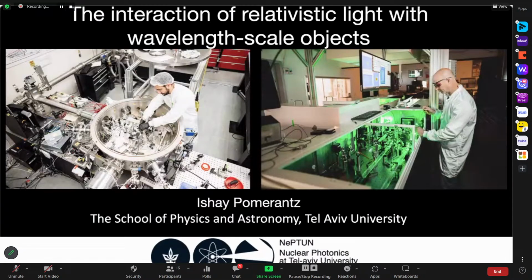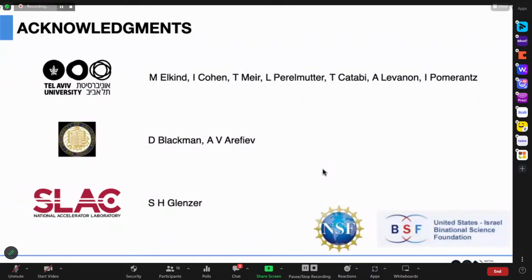I'm going to talk about the interaction of relativistic light with wavelength scale objects. I'll first start with acknowledgements to the team. It's a collaboration between our group in Tel Aviv, Alexia Rifiev's group in UCSD, and the group at Slack.